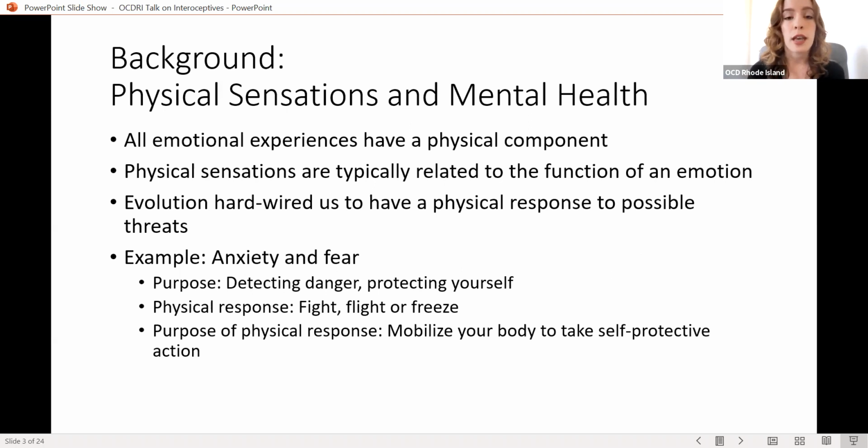So before we get into the how of interoceptive exposure, let's start by acknowledging the role that physical sensations can play in mental health. All emotional experiences have a physical component, and we know this for a couple reasons. We know it from laboratory research. There's actually psychology studies where you can put somebody in a lab, show them some sort of emotion-provoking stimulus, like a video that's designed to make you angry or anxious, and observe changes in their body.